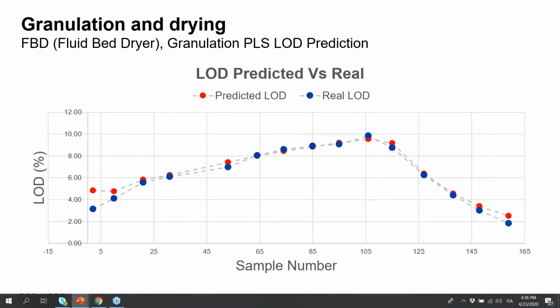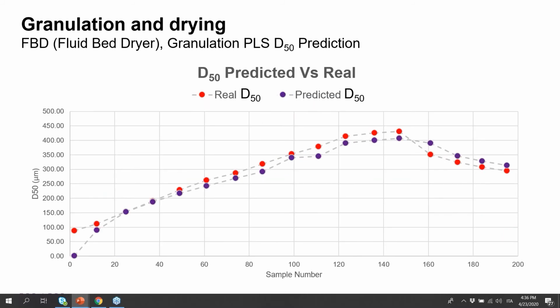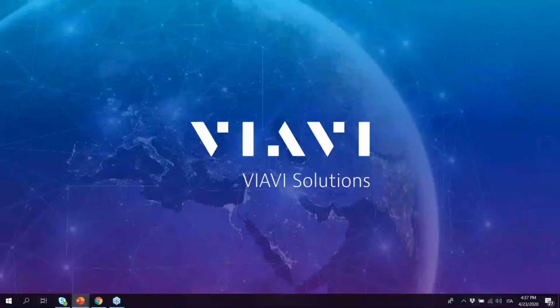This is a prediction that you can have directly online with the NIR, and this is a comparison between the predicted loss on dry NIR and the real loss on dry calculated with, I think, a thermal balance in this case. And this is the same for the D50, that is the central value that you can get from a particle size, but the same can be done for the D10 and the D90. The advantage is that you don't need to take out a sample, you don't need to go to the laboratory, but everything can be completely automatized continuously with the NIR.